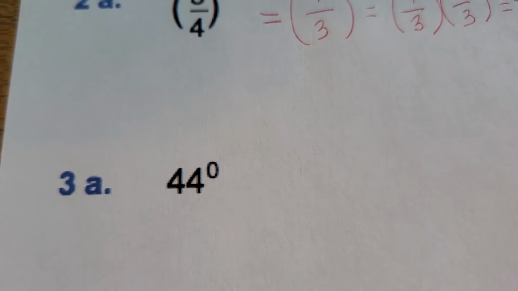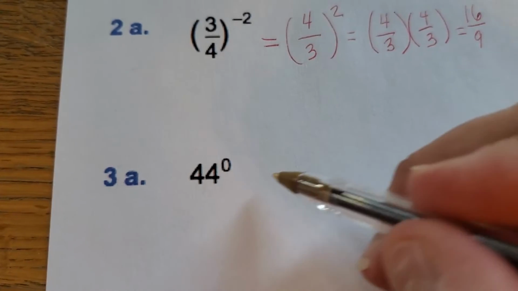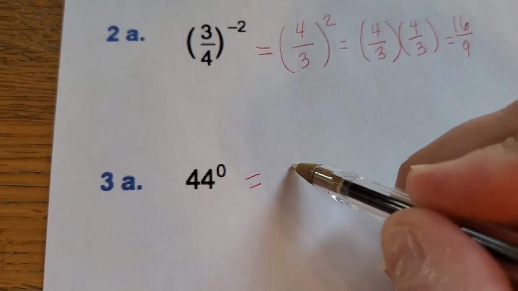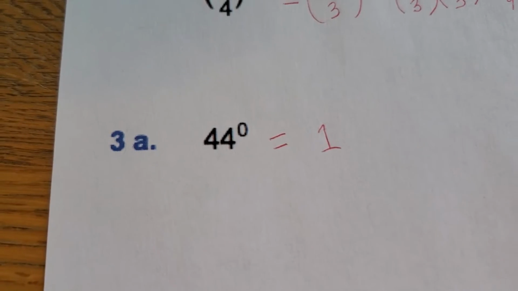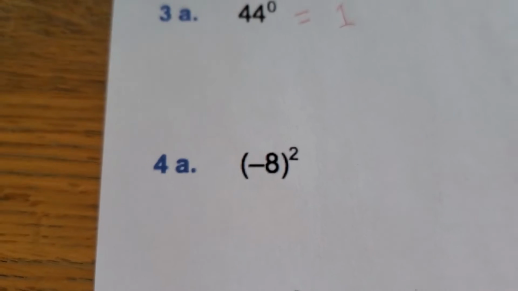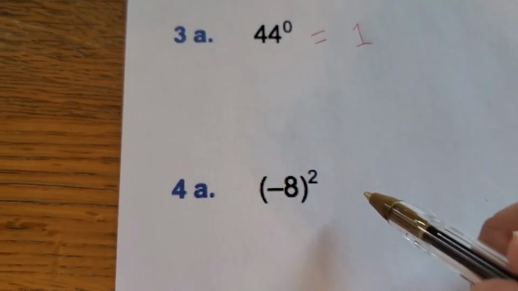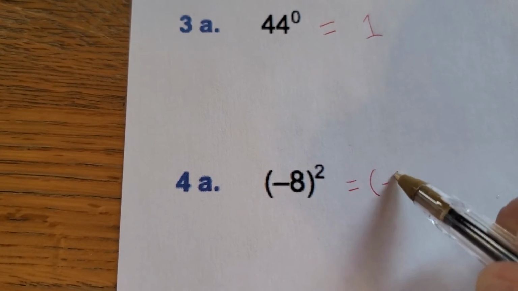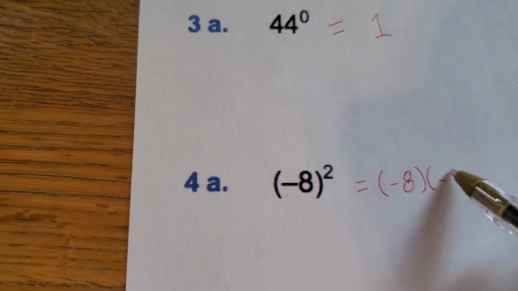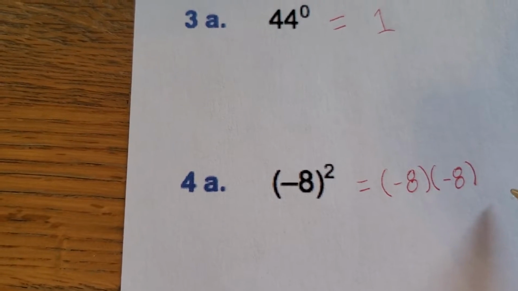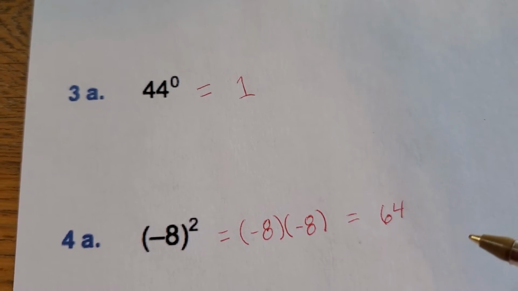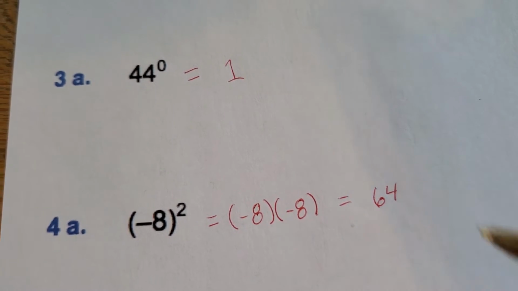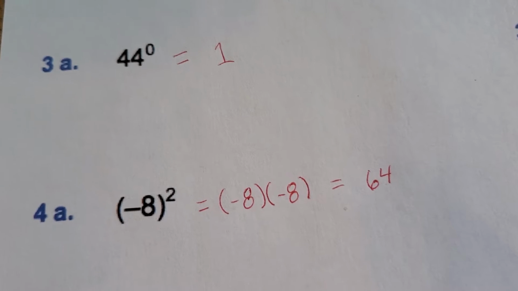My next example, 3a, I have 44 to the 0 power. Anything to the 0 power is just equal to 1, and that's it. Number 4a, we've got negative 8 to the second power, which is negative 8 times negative 8. 8 times 8 is 64. And a negative times a negative is a positive. So that's just going to simply be positive 64.